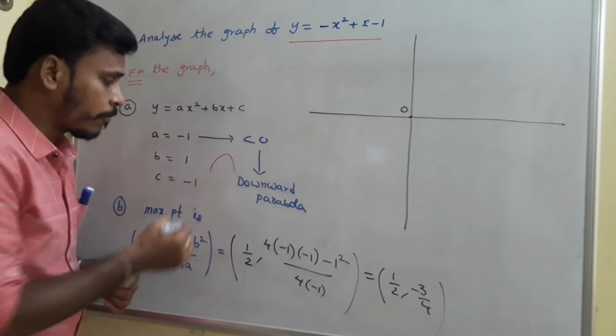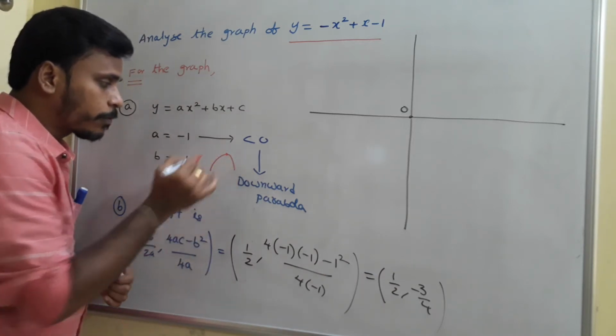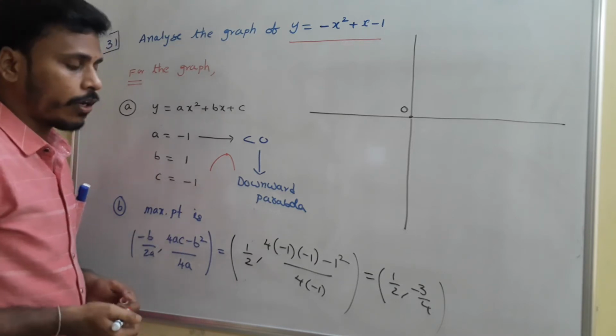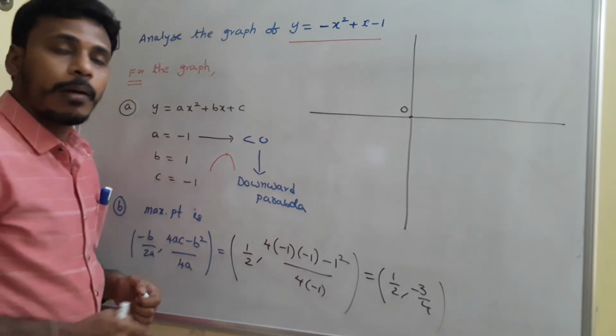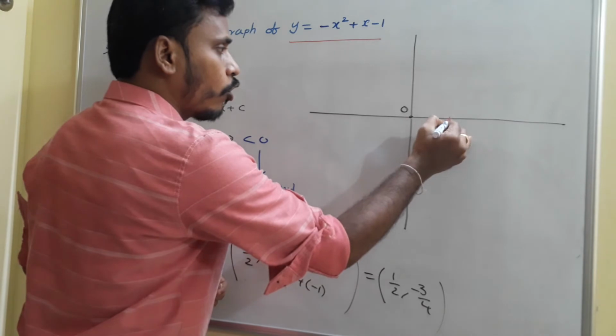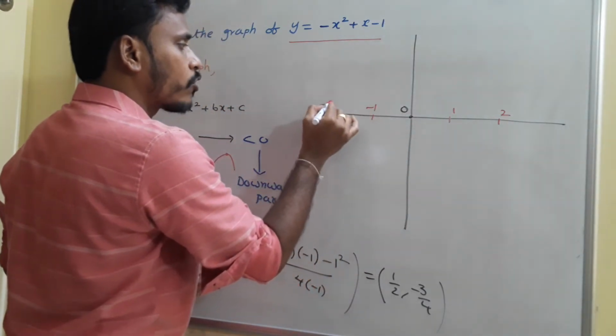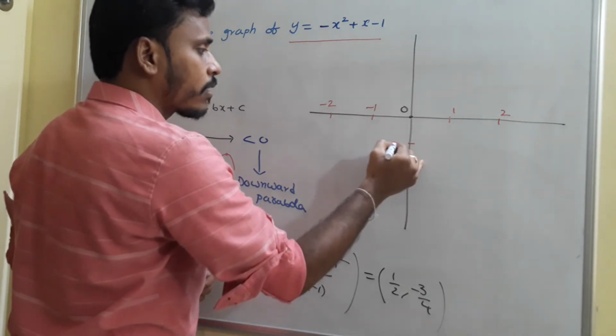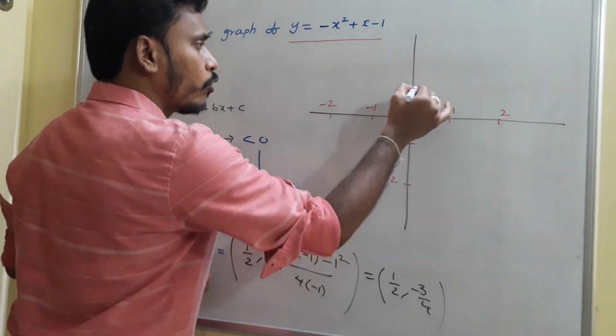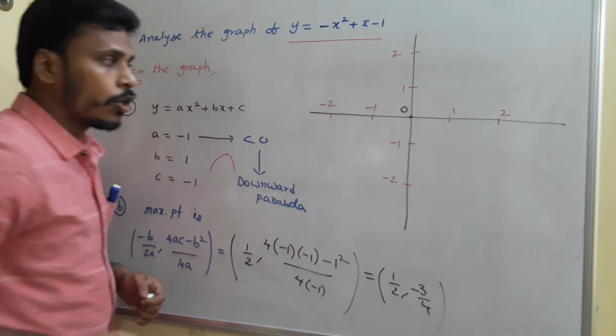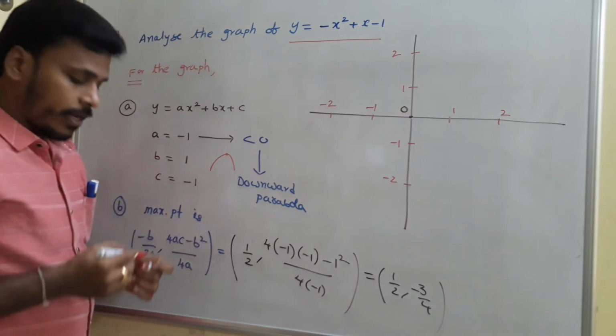Maximum point or turning point. Whenever the graph is turning at this peak, right? So we call it as peak point also. Locate this 1 by 2 comma minus 3 by 4. Since it is 0, you may take it as 1, take it as 2, minus 1, minus 2 like that. And on y-axis, minus 1, minus 2, 1, 2 like that. So 1 by 2 comma minus 3 by 4.